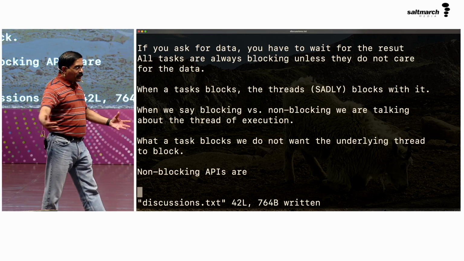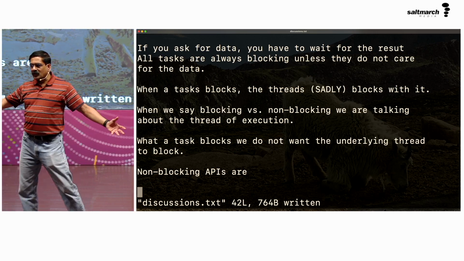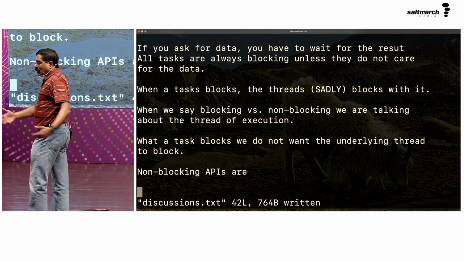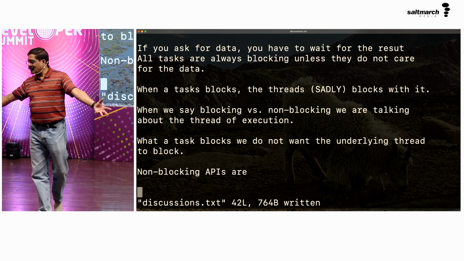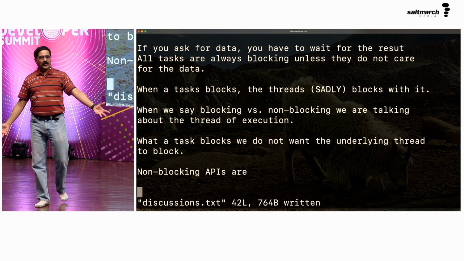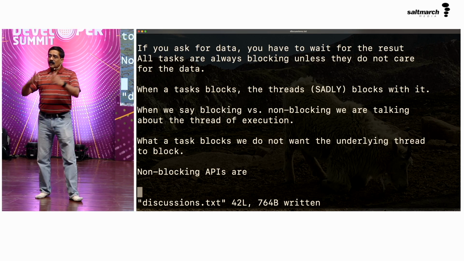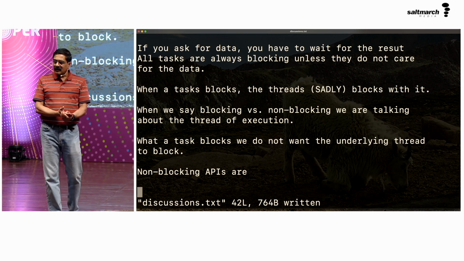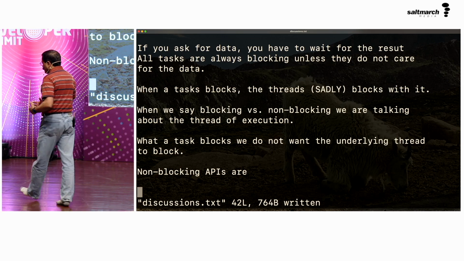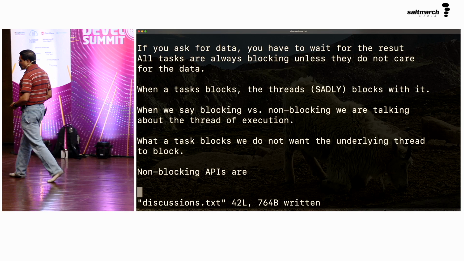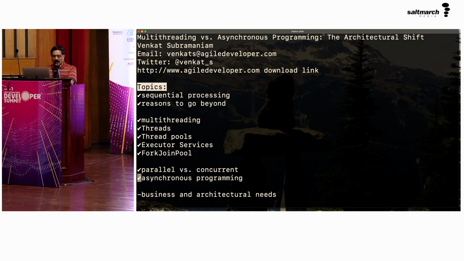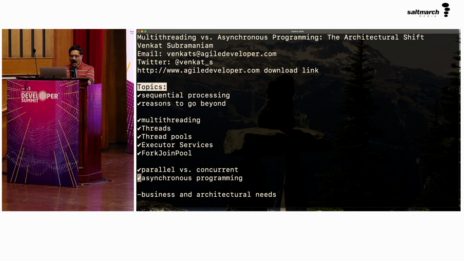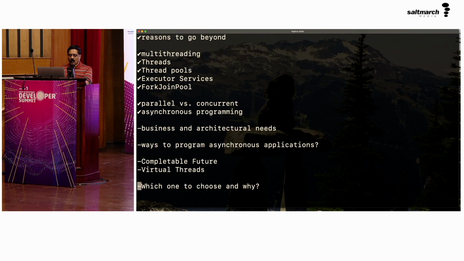And in order for you to serve more requests, you have to go to clusters of machines. That complicates your architecture even more, because now you have to deal with the distribution. And you're having a bigger architectural impact because the threads have been designed to be blocking. So that is the whole idea of going towards non-blocking. So we want to really think about asynchronous programming because our business and architectural needs require a very high degree of scale.